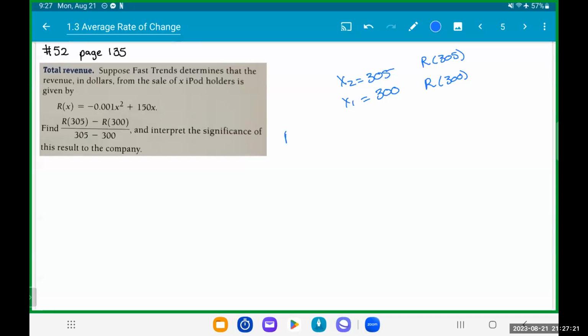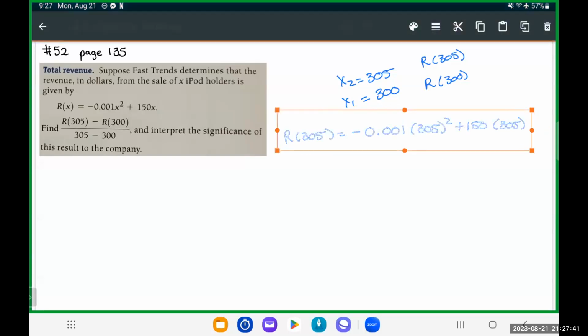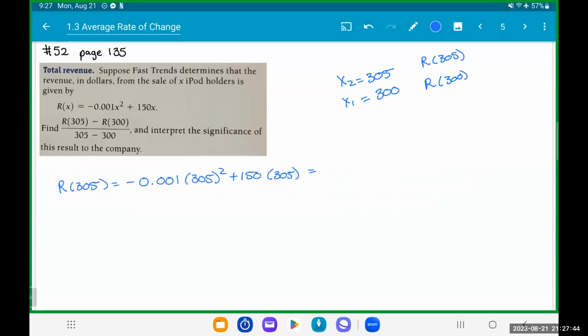So when I plug that in, if I plug in R of 305, that is negative 0.001 times 305 squared plus 150 times 305. I'm going to just move this here so I can put it all on one line. And that is 45,656.98. Okay. My revenue if I sold 300 is going to be negative 0.001 times 300 squared plus 150 times 300.